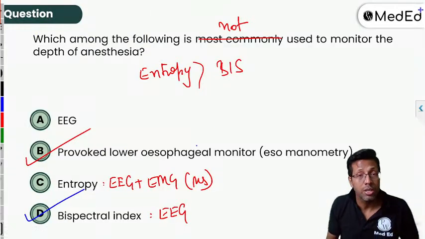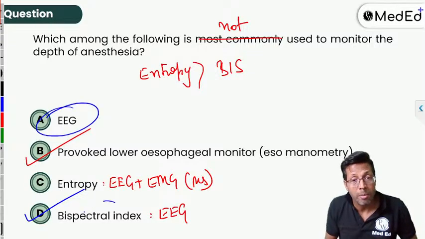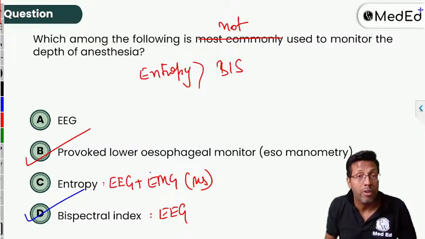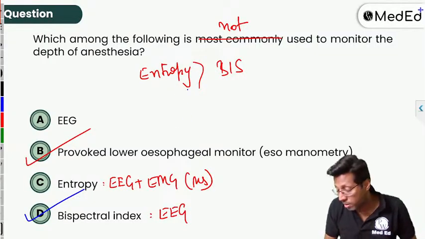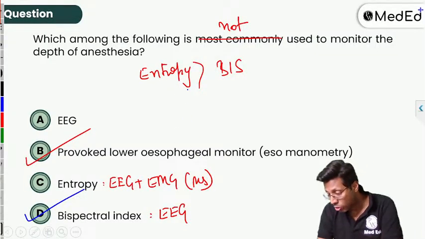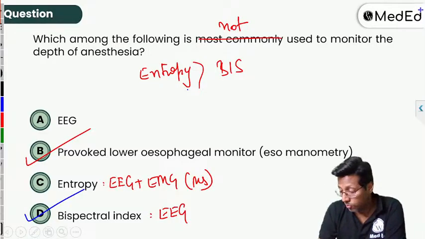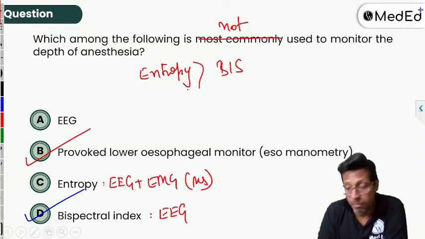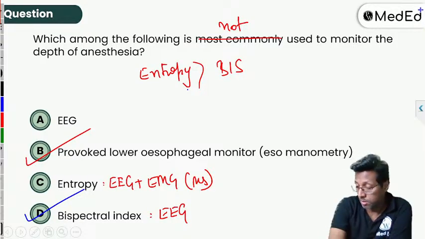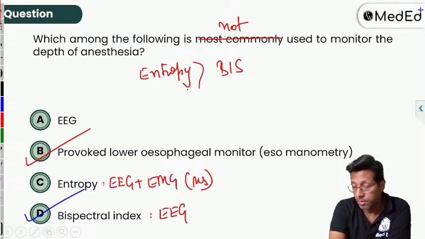So EEG gives you that value. Based on EEG you are getting that. So EEG and bispectral tell you depth of anesthesia, but none of them talks about the muscle. Entropy talks about the muscle also, and that's why it's a better monitor. Clear, Dr. Marrow? Clear. So entropy is EEG plus EMG, electromyogram, combined together. There are two values that you get on it. You don't have to go into details, but just remember that is entropy.